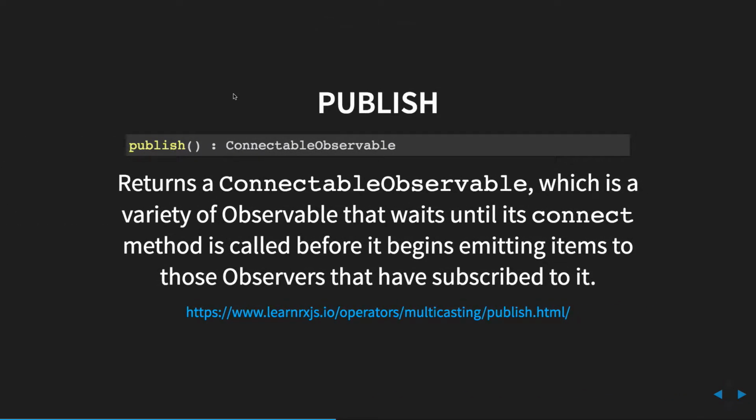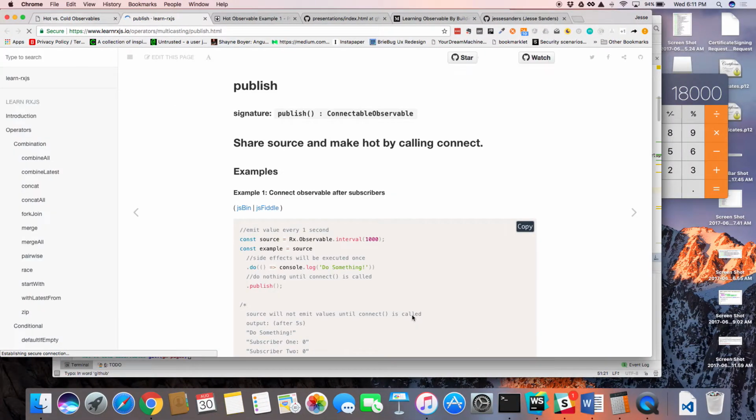All right, so let's talk about some of these multicast functions. Publish is the one we just looked at. It returns a connectable observable, which is a type of observable, and it waits until the connect method is called before it starts emitting items to the observers that have subscribed to it. There's some great documentation over on the Learn RxJS site, so we can go look at multicasting really quick.